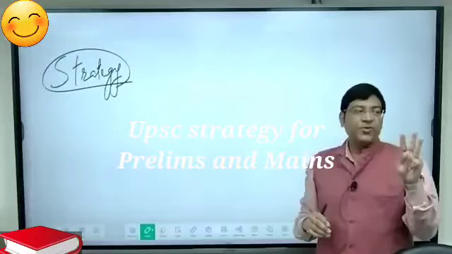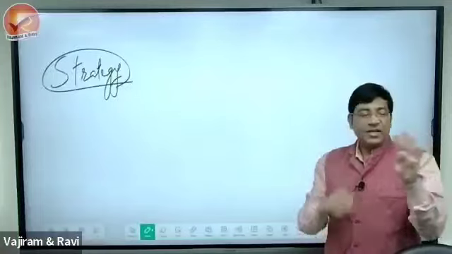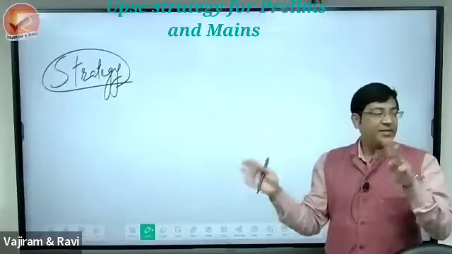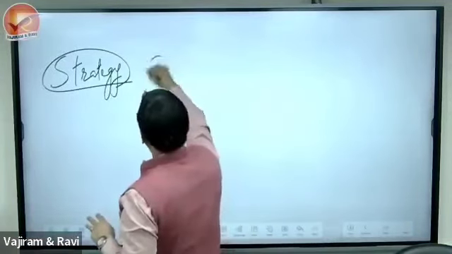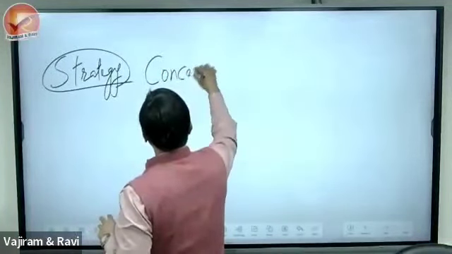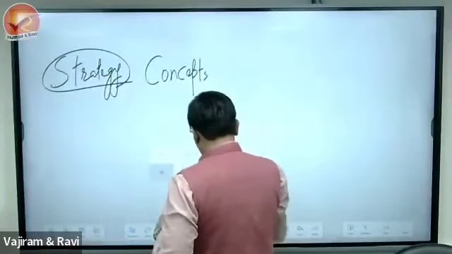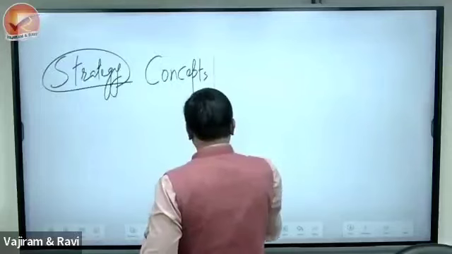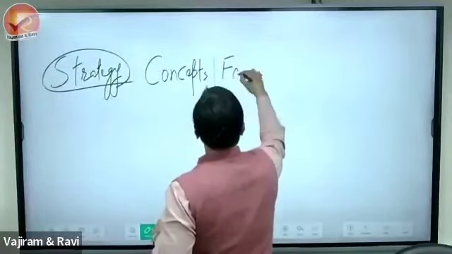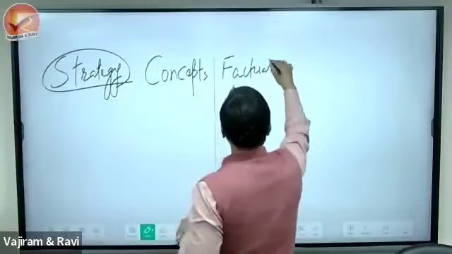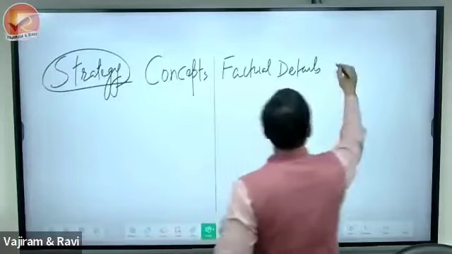Pillars that you need to take care of while preparing for economics in GS overall, mains as well as prelims included. First is, and I'll give you examples also, concepts. So just make a brief table like this where there are 3 columns: concepts, facts or factual details, and viewpoints.